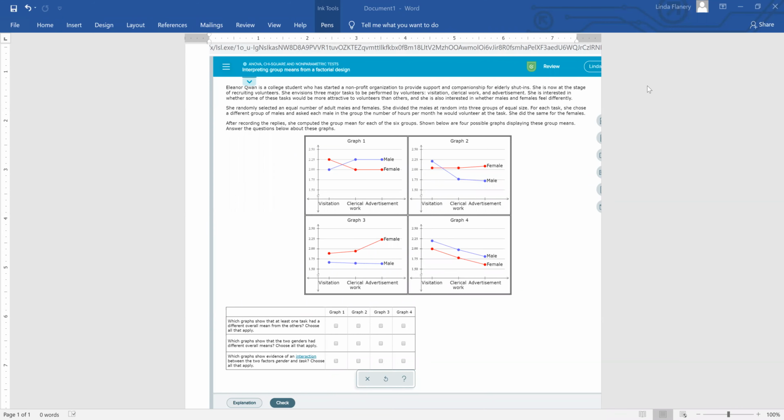All right, I'm going to do an example here of interpreting the group means from a factorial design. I've put the question into words, so I wanted to be able to show you as much of the thing as I could. So this is kind of small, but hopefully you can see what I'm doing here.